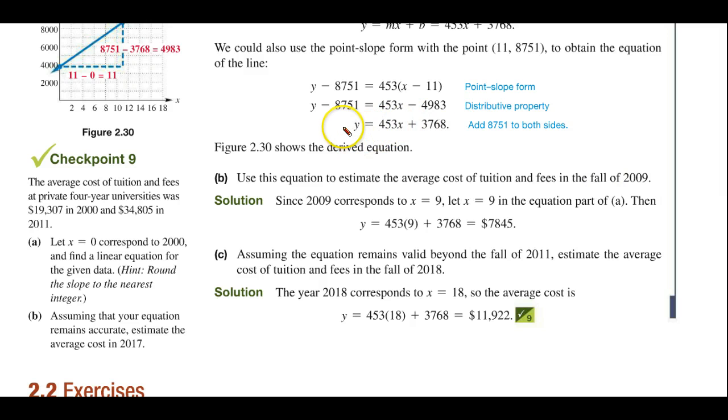There's our basic equation. And now they say, let's see what it's going to be in the fall of 2009. If this projection holds true, we put a 9 where our x is, and we get this. And then how about 2018, looking into the future? Well, where the x is, we put an 18, and this is our value.